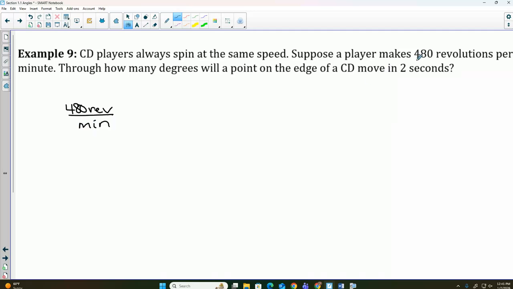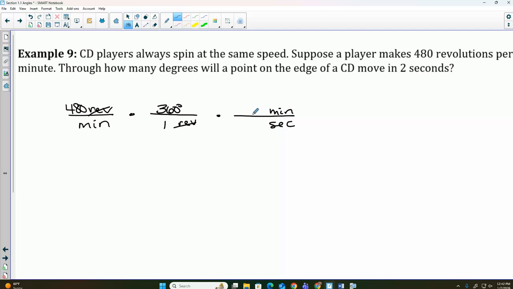So, 480 revolutions per minute. I need degrees, so if I want to get rid of revolutions, it's on top, so it needs to go on the bottom, changing it to degrees. We know 360 degrees is equal to 1 revolution. I need to move to seconds, so I need my minutes to cancel out. So I need to put them on top.